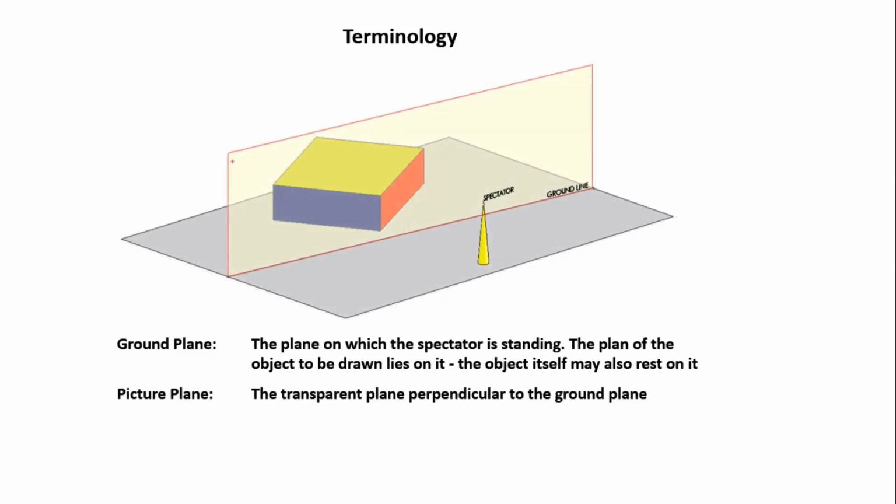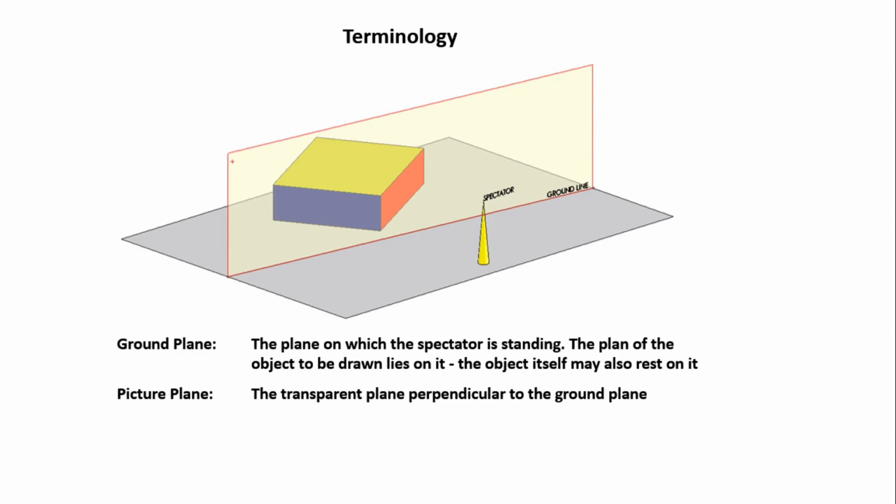And the second important term is the picture plane. It is a plane which is perpendicular to the ground plane, and this picture plane is normally a transparent plane. Why is it a transparent plane? If it is not transparent, we cannot see the object behind it.